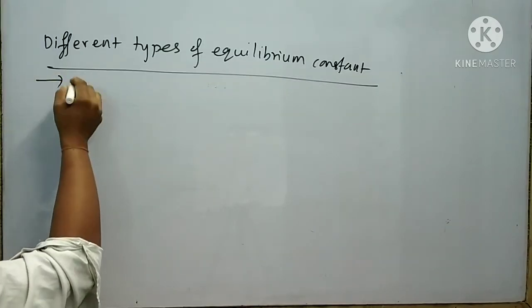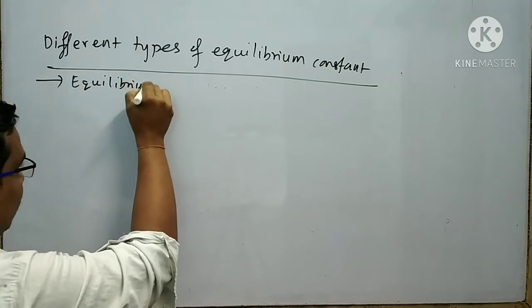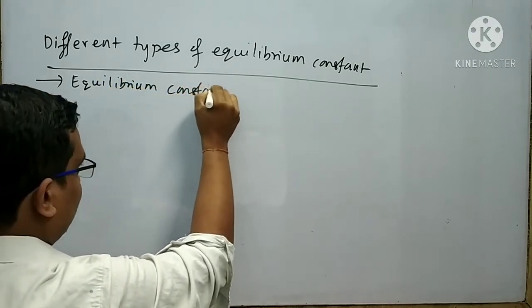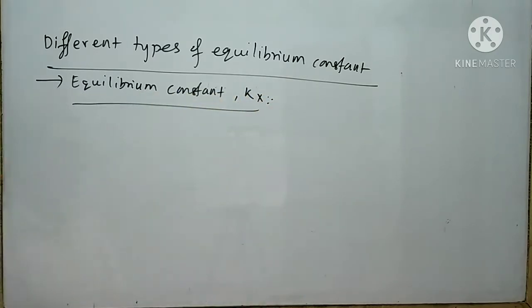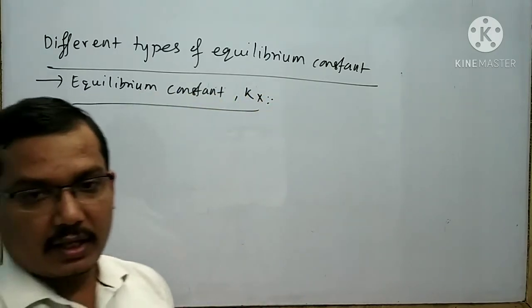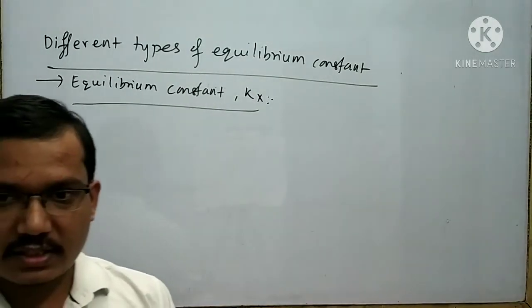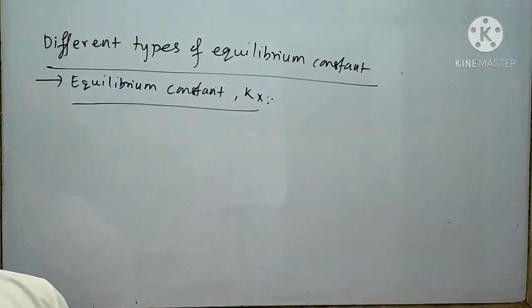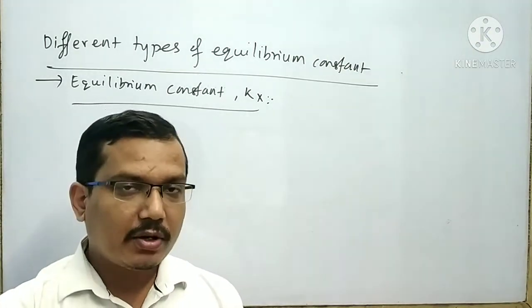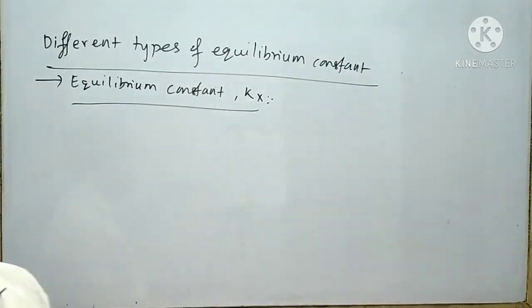Next I want to explain about the equilibrium constant Kx. What is the meaning of equilibrium constant Kx? If the concentrations of the reactants and products at the state of equilibrium are taken in terms of mole fraction, then the equilibrium constant is expressed by Kx.